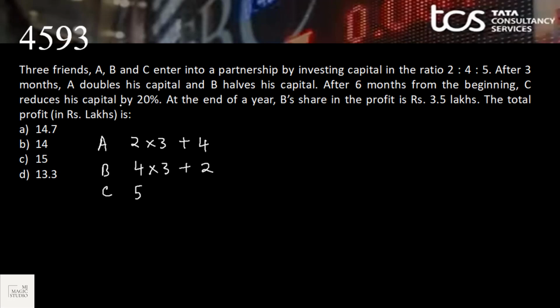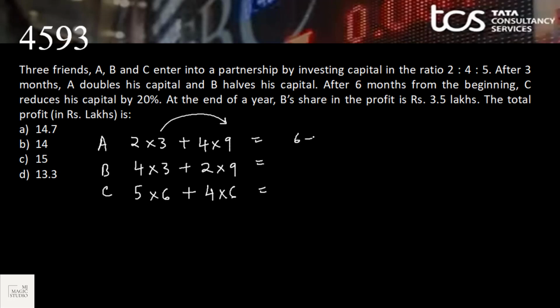After 6 months from the beginning, C reduces his capital by 20%. After 6 months, 20% is 1. That means his new capital is 4. At the end of the year, balance months will go for the next phase of investment. 4 into 9, this will be 2 into 9, and 12 minus 6 is 6 months.